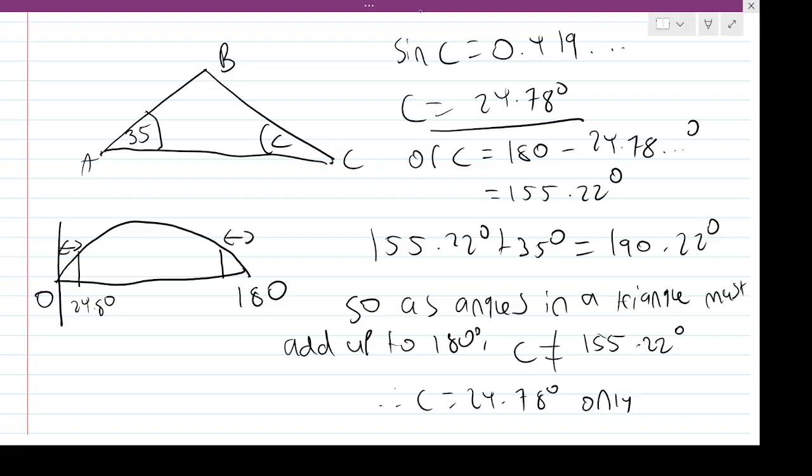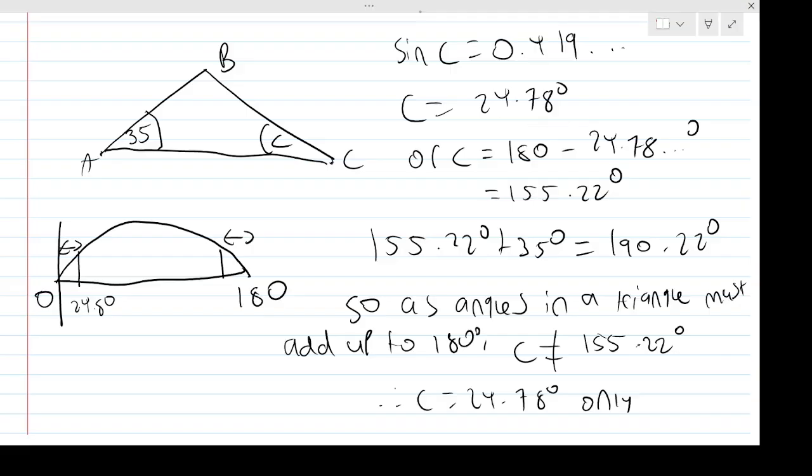But from now on, you should always be checking for two solutions when you're using the sine rule or using sine theta. Anything to do with sine, you want to be checking for two angles.